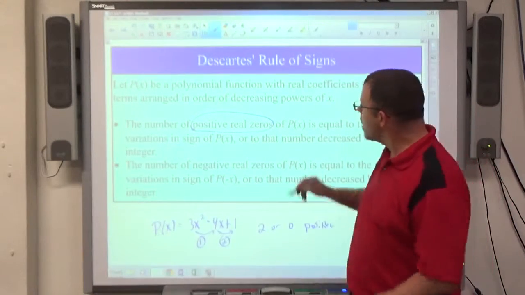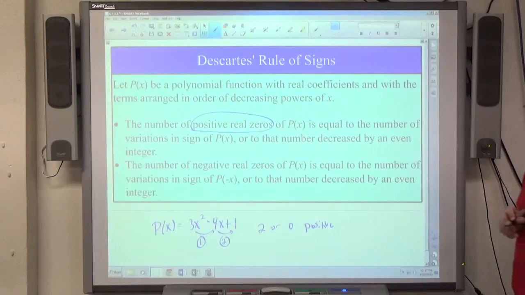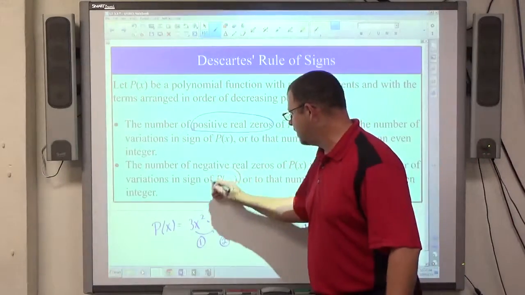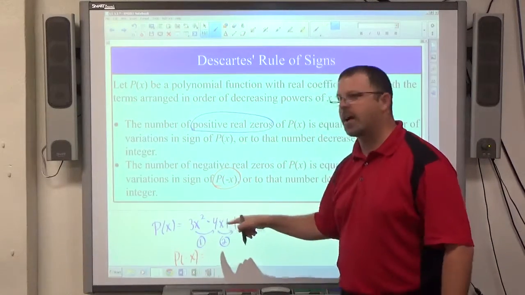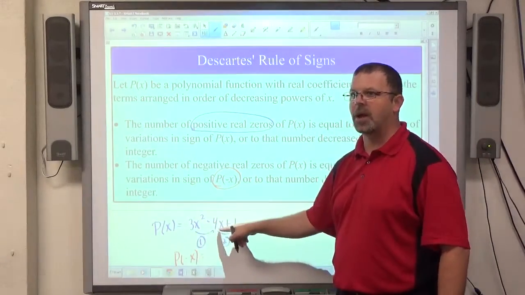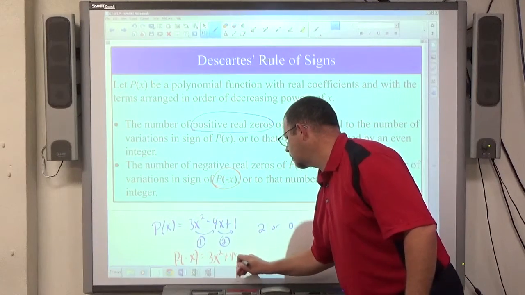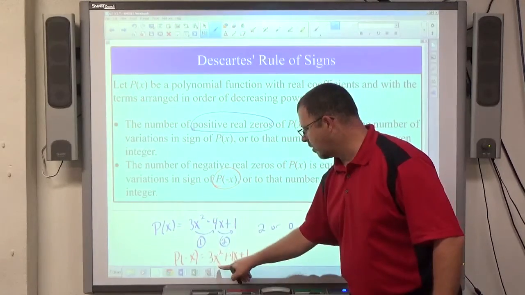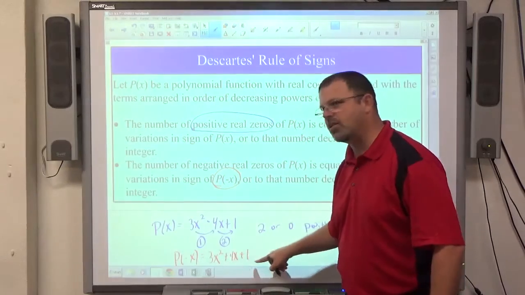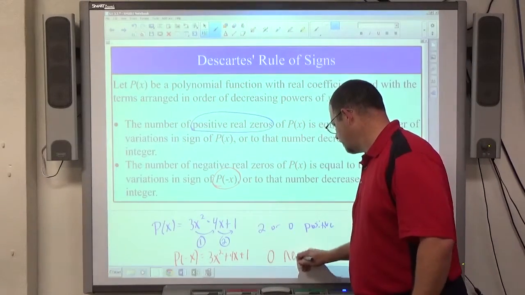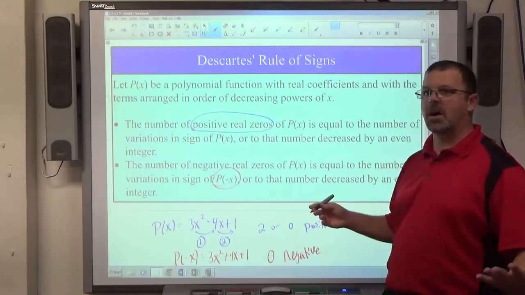And then it says also the number of negative real zeros of p of x is equal to the number of variations in sign of p of negative x. P of negative x is real simple to make. You take p of x, every even power of x stays the same sign, every odd power changes sign. So it'll be positive 3x squared plus 4x plus 1. Even power stays the same, even power stays the same, odd power changes sign. No sign change, no sign change, so there's 0 negative answers. That's how it works.